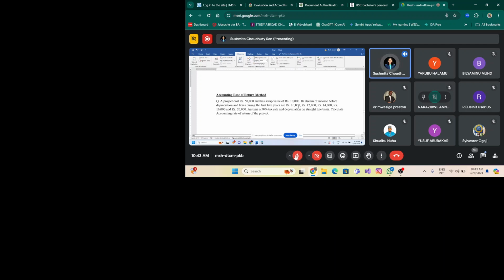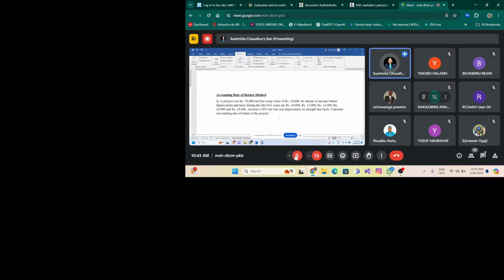Its stream of income before depreciation and taxes during the 5 years is 10,000, 12,000, 14,000, 16,000, and 20,000. So they are also telling that after investment of 50,000, it is going to run for 5 years and it is going to earn 10,000, 12,000, 14,000, 16,000, and 20,000 rupees approximately. Now, what would be the actual average income? That is the accounting rate of return.